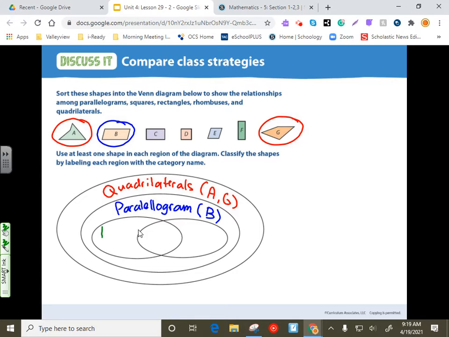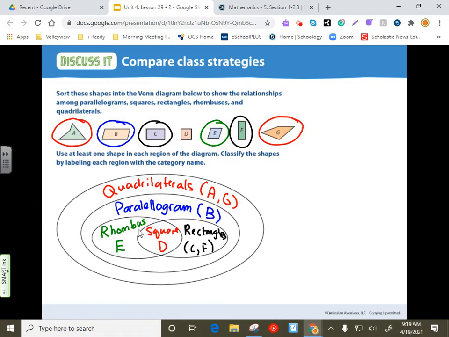Let's identify the rhombus, which is this one right here. And then we have these rectangles right here. So rectangles. And that is C and F. And that leaves us with the square. Let's go back with red here. And that square is letter D.